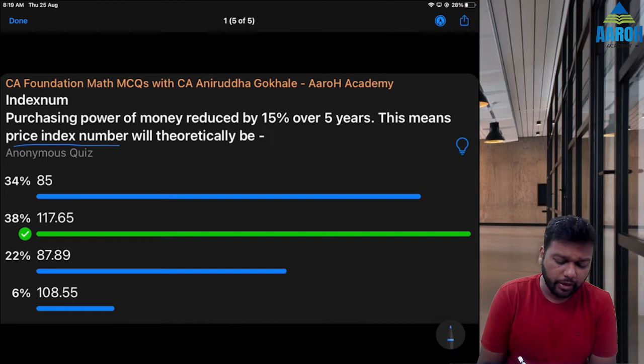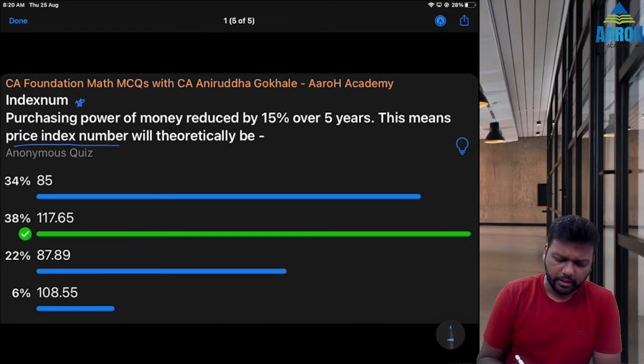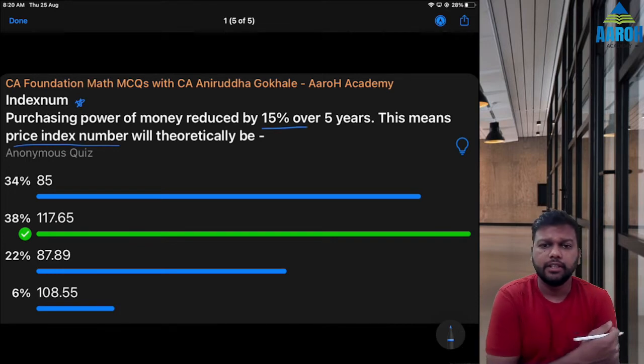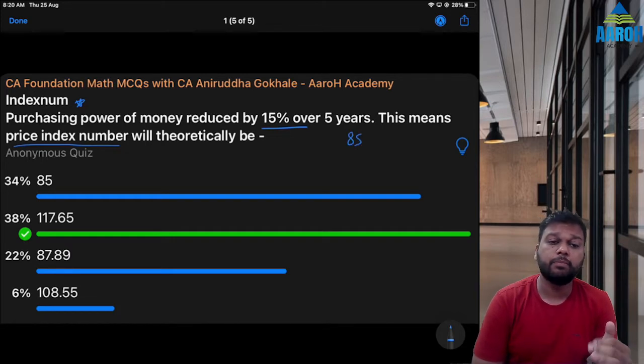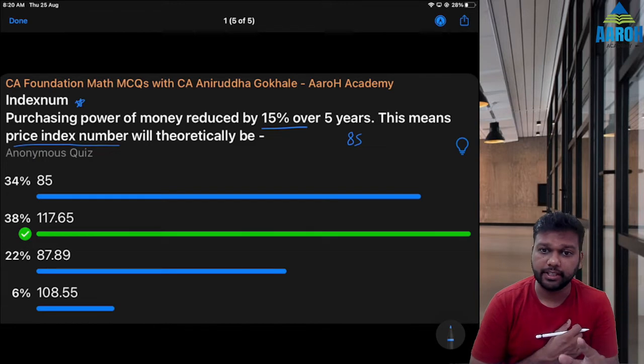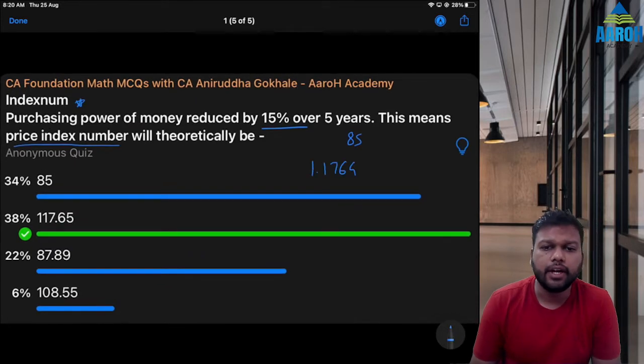Okay, so this is a very good concept. You should know why it works so that it will be easier for you in exam. Okay, so purchasing power of money reduced by 15%. That means if it was 100, then now it is 85, right? This means price index number will theoretically be the reciprocal of that. So 1 by 85 will be how much? 0.011764, right? So if you multiply that by 100, that gives us 1.1764. That is 107.64 or 65. Option B is the correct answer.